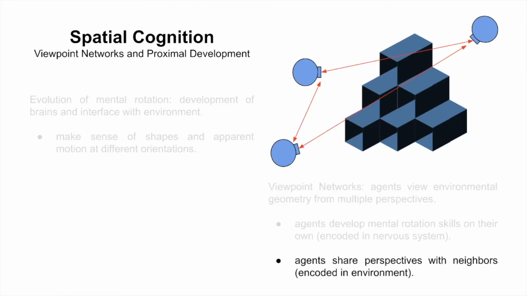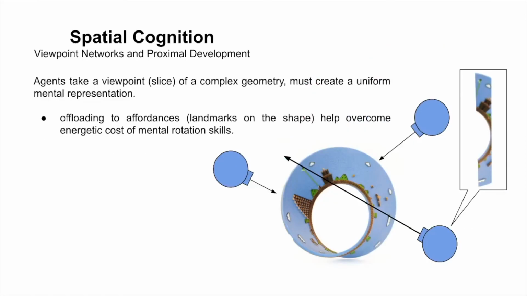They can share information with their neighbors, and they have this innate capacity. And you can see that when they're sharing information with their neighbors, the order of how the complexity of their brains grows, and the pace and tempo of their development, is very important. And in acquiring these images, you can see that the agents will take a viewpoint or a slice of a complex geometry, and this must create a uniform mental representation that they can either use for themselves or share with their neighbors.